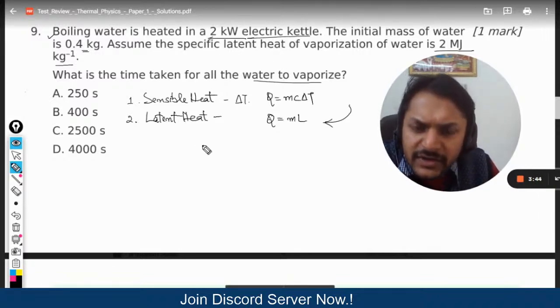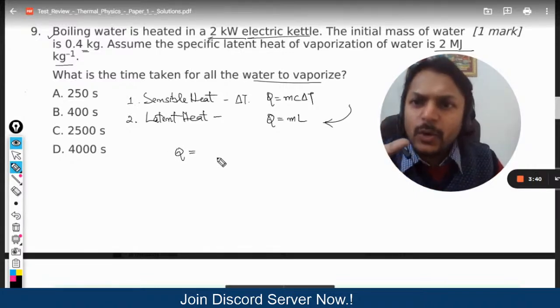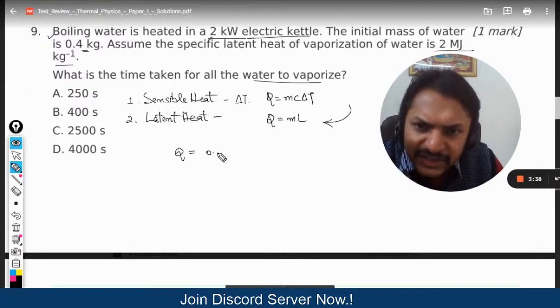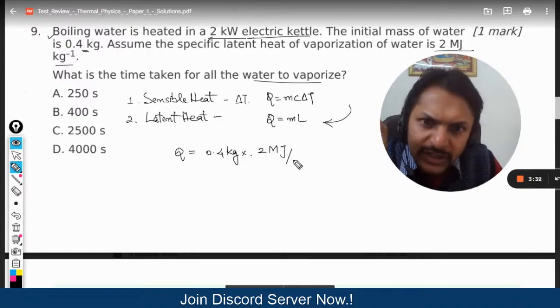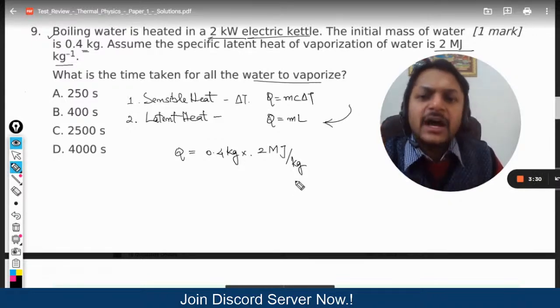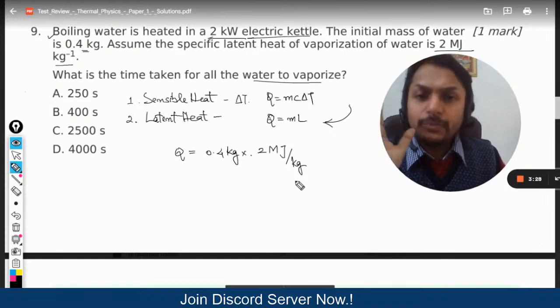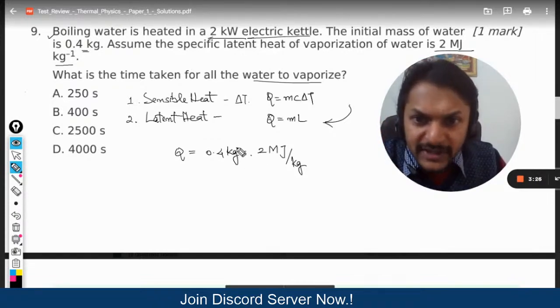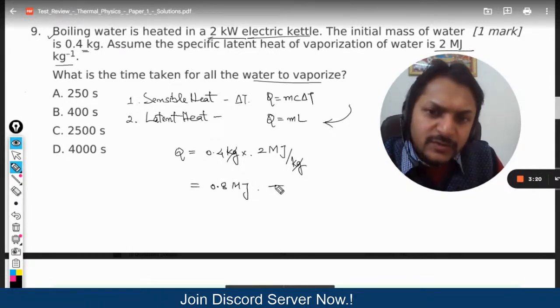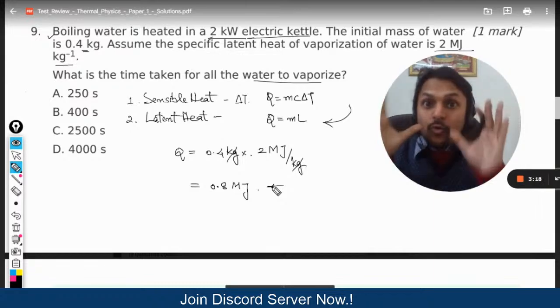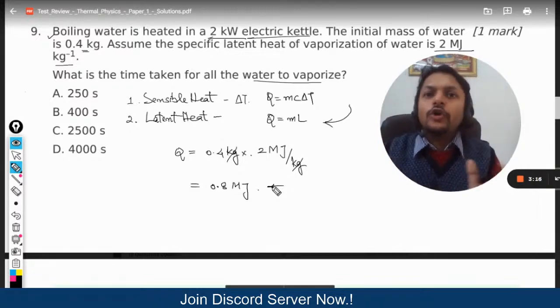Specific latent heat is given. So, in this question, first of all, we will find what is the heat that is required. So, mass is 0.4 kg multiplied by the latent heat, that is 2 megajoule per kg. I have written the units also just to make sure that everything falls in place. Kg and kg are getting cancelled out, so we would be having 0.8 megajoule. So this much is the energy that is required to evaporate all of the water.